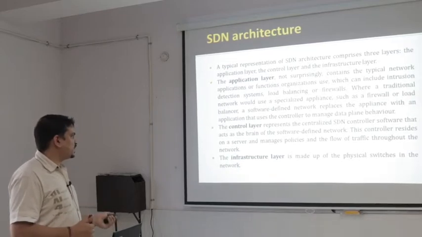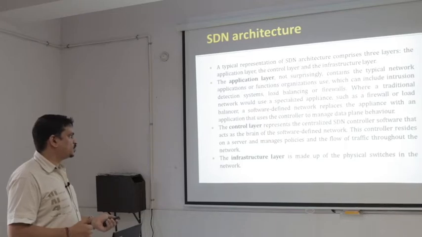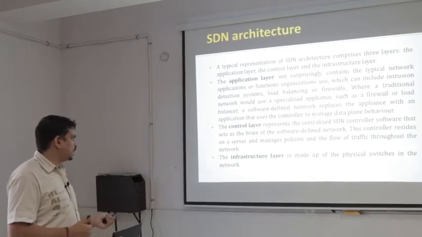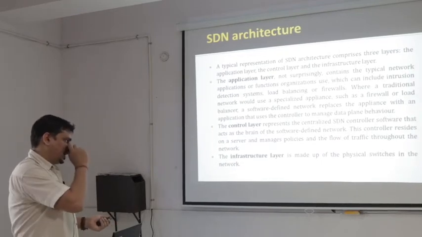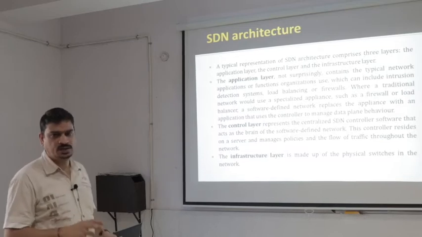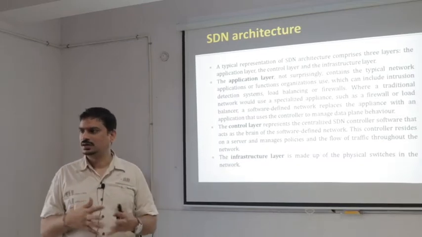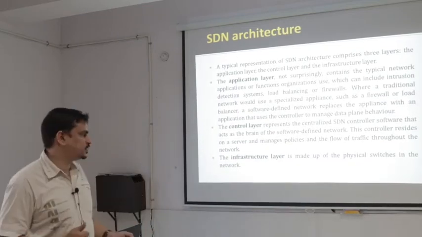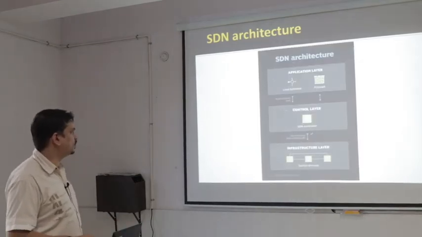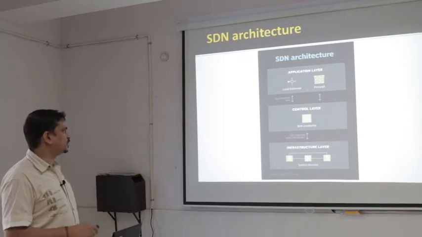This controller resides in the server and manages policies and the flow of traffic throughout the network. Now the last layer is called the infrastructure layer. It is made up of physical switches in the network. So physical switches are nothing but the infrastructure layer. If you see this particular architecture, we have three layers: application, control and infrastructure layer.